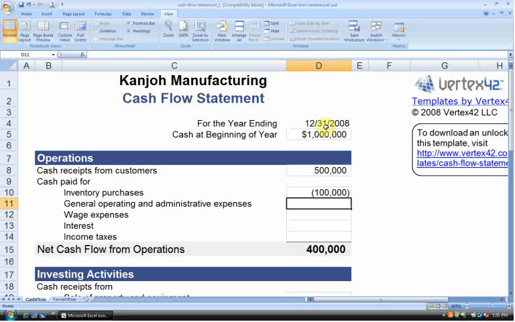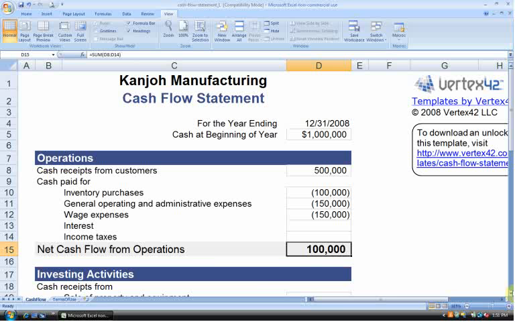So moving on, we also had $150,000 for general operating and administrative expenses. And coming down here, we had also another $150,000 for wage expenses. And we didn't have any interest or income taxes this year, and you can see down here that our net cash flow from operations is $100,000.